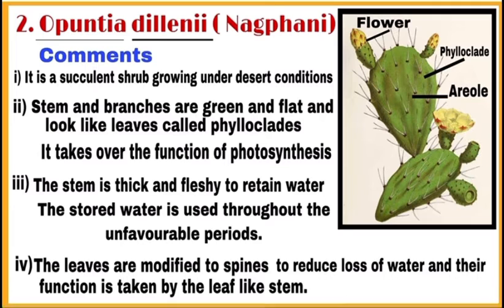Next adaptation, stem is also thick and fleshy to retain or to store the water, and this water is used throughout the unfavorable periods or unfavorable conditions. Next adaptation is, see the leaves. The leaves are modified to spines to reduce loss of water, and their function is taken by the leaf-like stem. So, in this way, Opuntia is totally adapted to dry and arid conditions of desert.